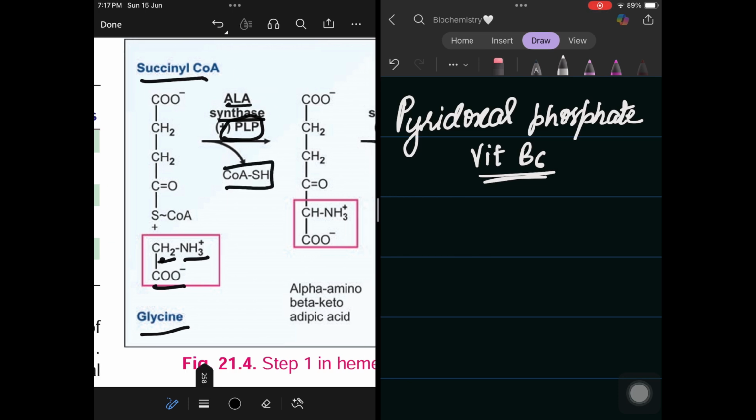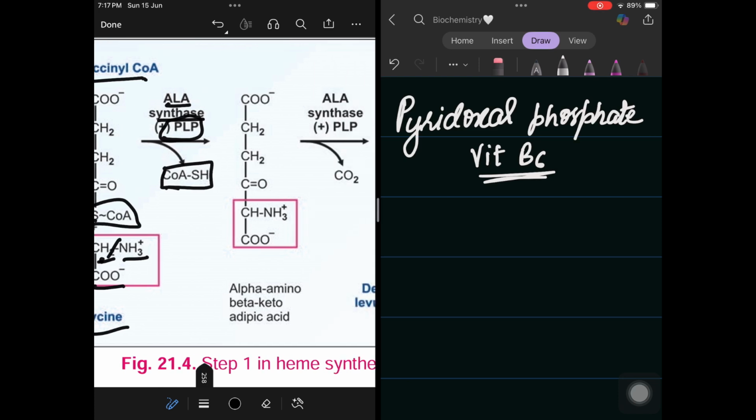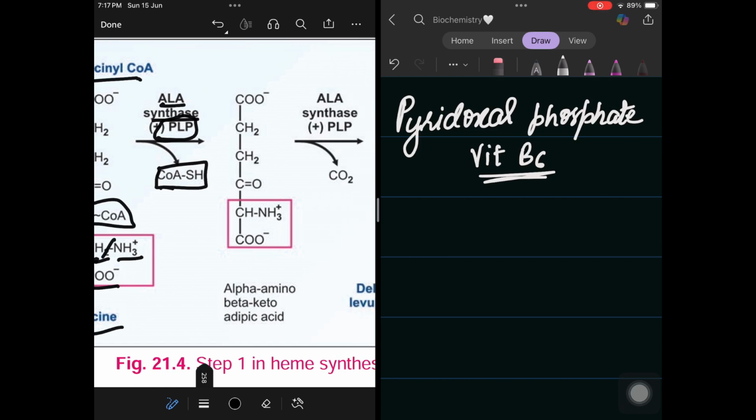Take out a CoASH. Now, it's basically coenzyme A along with a sulfhydryl group, but we like calling it CoASH because it has a nice ring to it. Take out one CoA and one hydrogen from the glycine, put the rest of it together. What do you get? You get alpha amino beta keto adipic acid. Now, there's no need to learn this by heart.